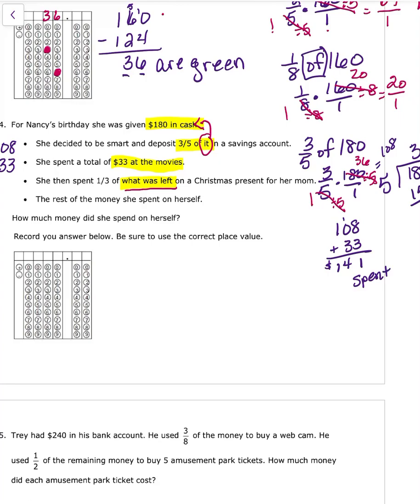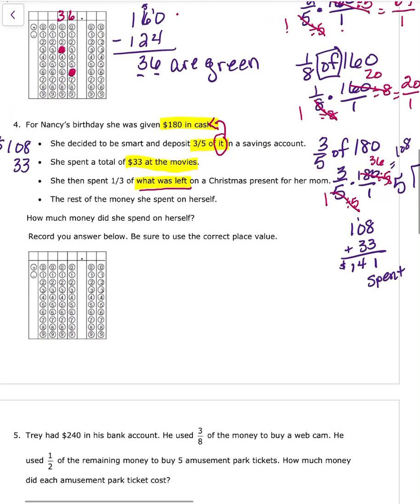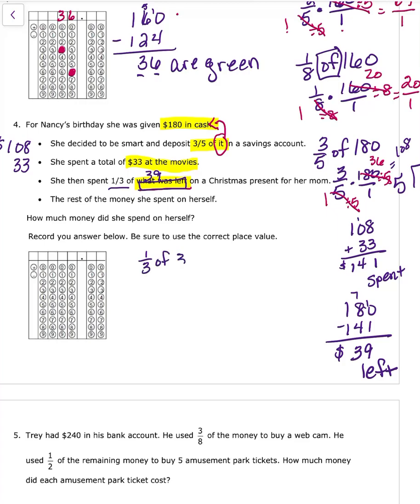So how much does she have left? So to figure out how much she has left, we're going to subtract. So 180, not 108. So she had 180. She spent 141. So she has $39 left. Okay. So she spent a third of what was left. So what was left? $39. So she spent 1/3 of the $39. So 1 of means we're going to multiply. So 1/3 times 39.